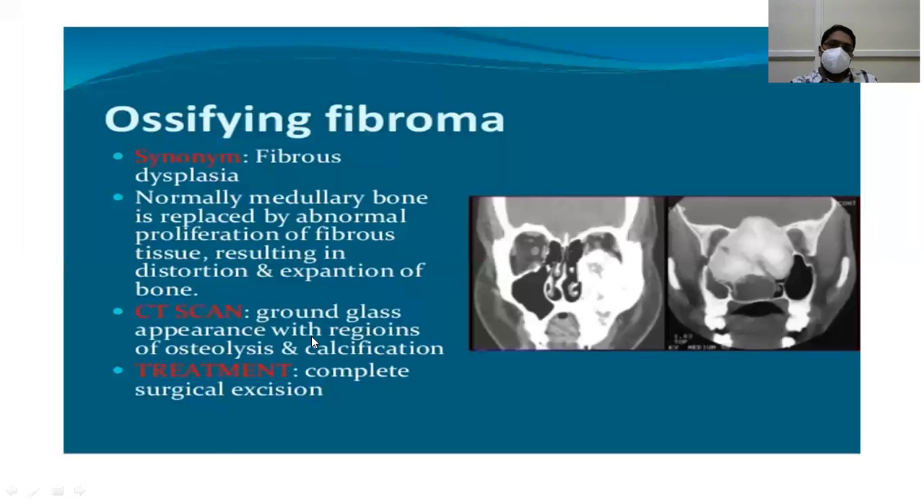Coming to the ossifying fibroma, what is the other name? Fibrous dysplasia. Here, what will happen? The normal medullary bone is replaced by abnormal proliferation of fibrous tissue, resulting in distortion and expansion of the bone, and facial disfigurement. By doing a CT scan, we get a ground glass appearance with regions of osteolysis and calcification. The treatment is complete surgical excision.